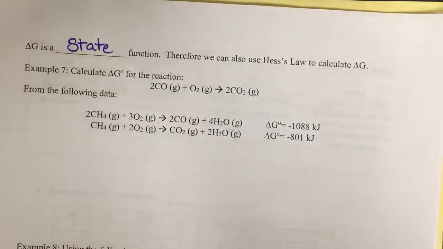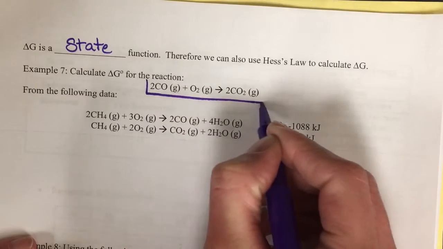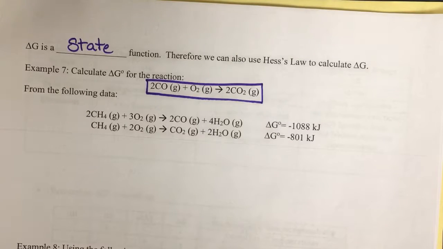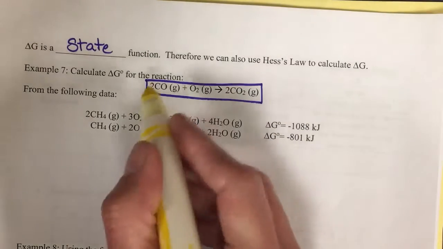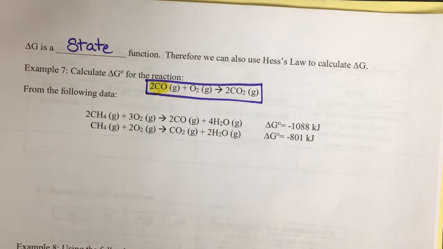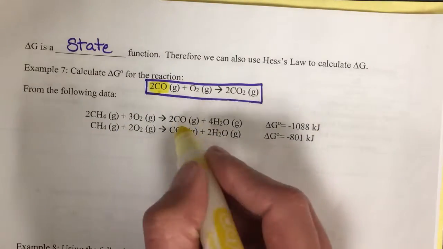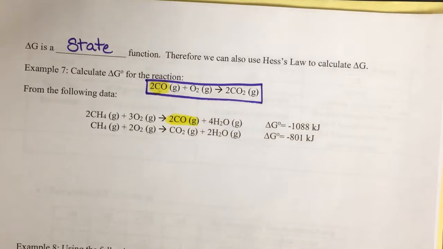Okay? So here's my chemical reaction that I actually want to determine the delta G for. Now they give me 2 reactions below that already have delta G values. I'm going to use a couple highlighters to make life a little bit easier so that we can see how this works. So I want carbon monoxide as a reactant. So I look down here. Well, in the first reaction, I've got carbon monoxide, but it's a product. So what I'm going to have to do is flip the reaction.